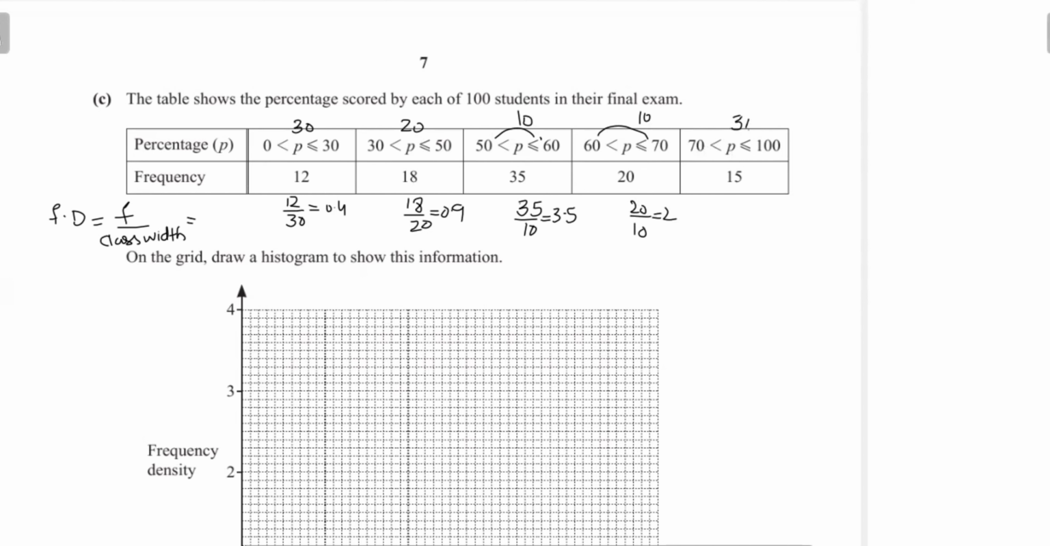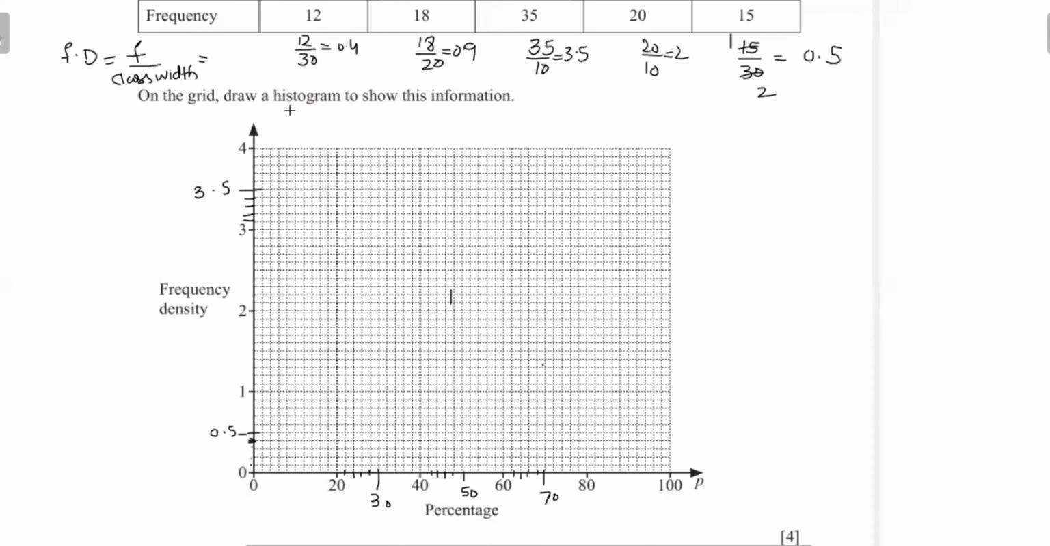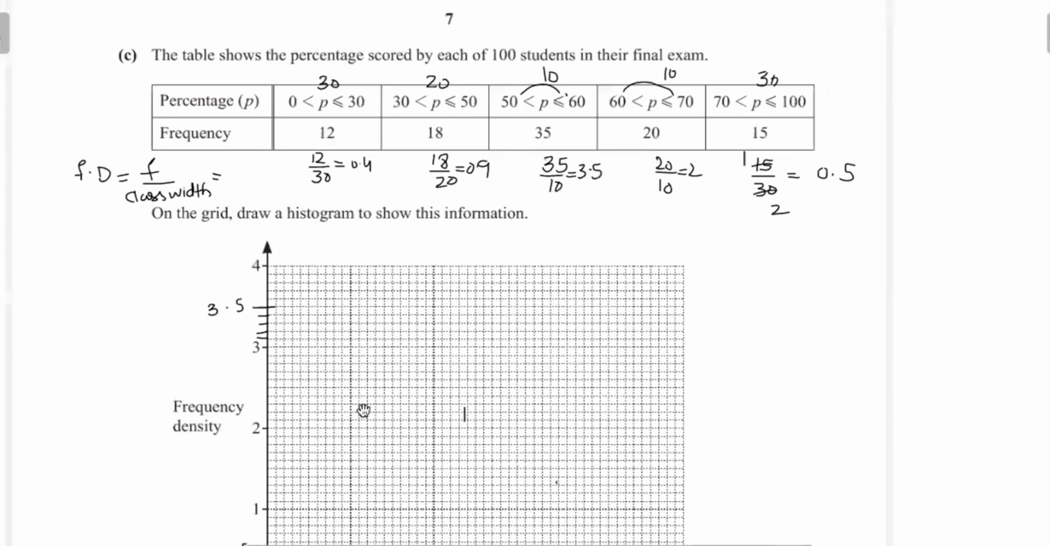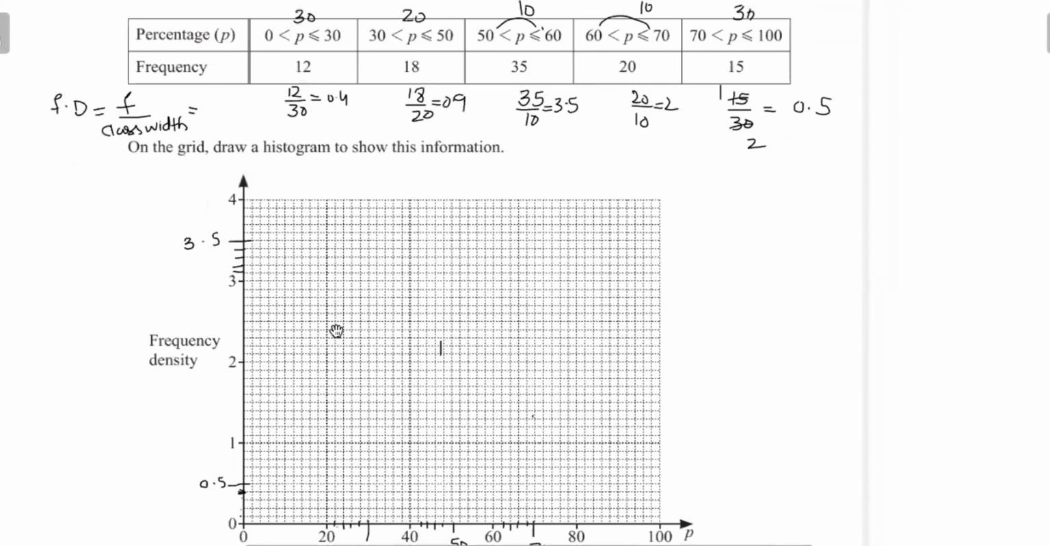The difference is 30. Therefore, 15 divided by 30. And this will be equal to 0.5. Now we will draw the histogram. We use the class interval and the frequency density. We will draw the bars, and the first bar will be the width of 30. You see here 0 to 30 and the height is 0.4. This is the first bar.